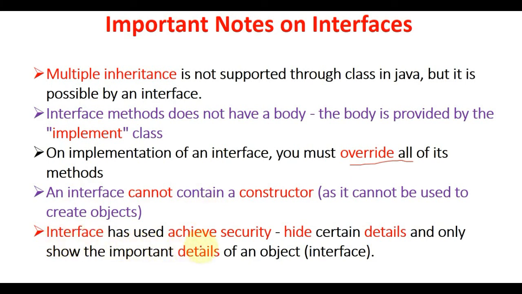Interface is used to achieve security, hide certain details, and only show the important details of an object. So it is also a case of abstraction. Interface helps Java code hide certain details and also achieve security. That's how interface works. Hopefully after watching this tutorial you will be able to use interface in your Java code, as well as use interface to create a UML class diagram.